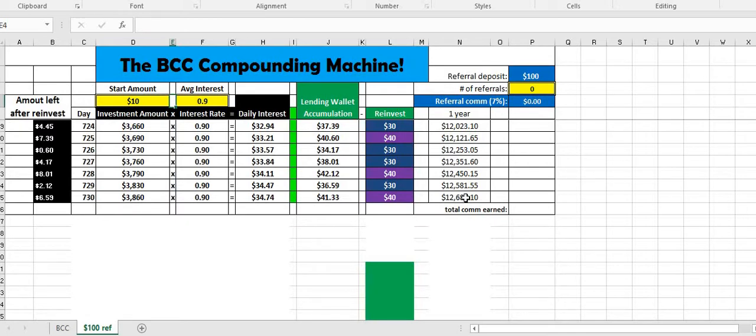$12,680 in commissions. And your total value of your investment is the sum of those two amounts. So your total value would be $3,860 plus your $12,680. It's going to be somewhere around $1,600 and change. So that's all from $10, making 9 cents a day after 2 years.